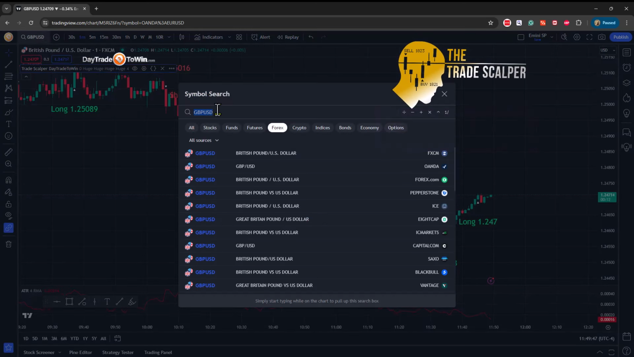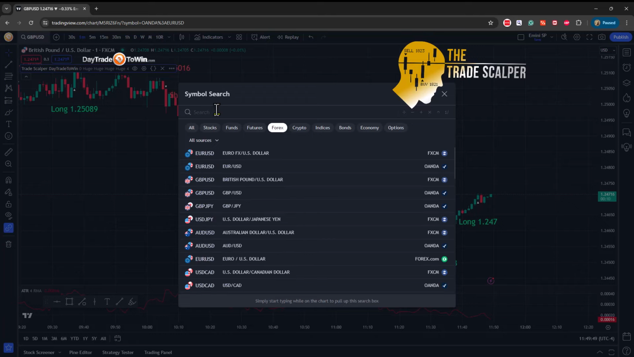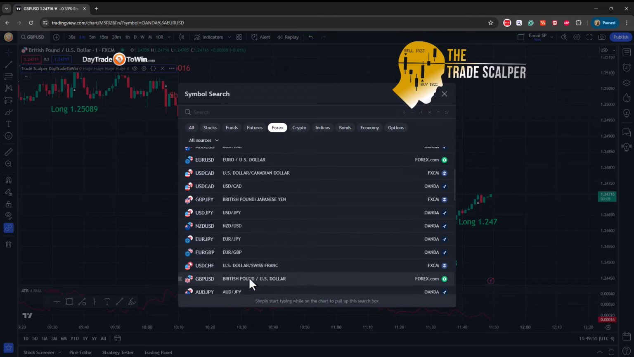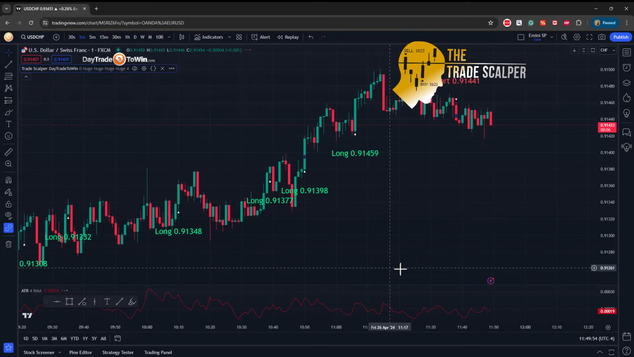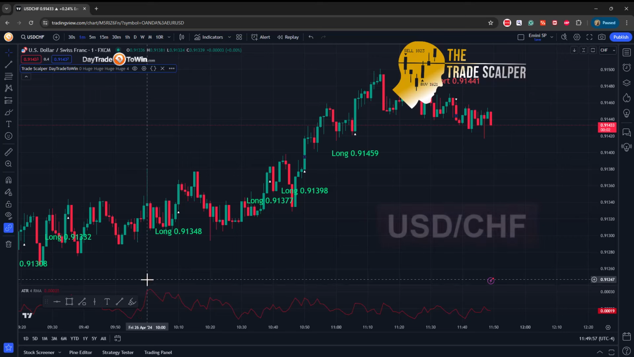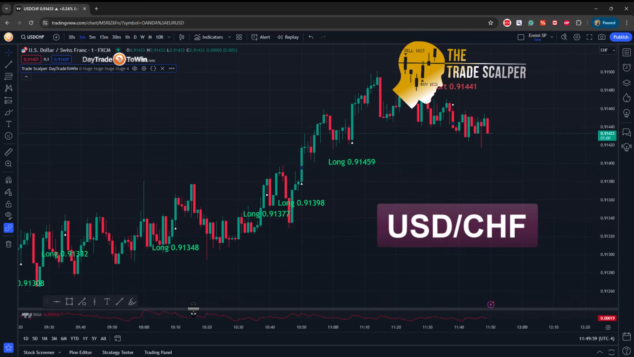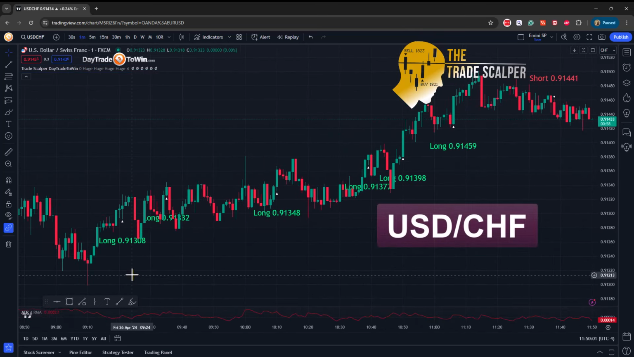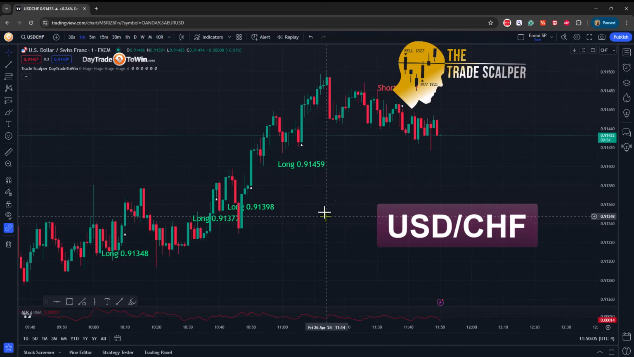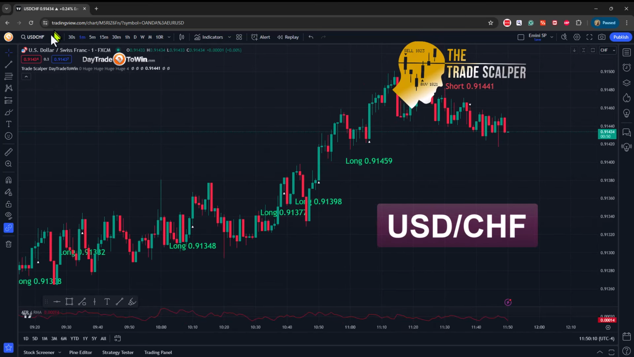Let's take a look at another one. How about we take a look at the Swiss franc? This is the Swiss franc. A little bit different. We have now long signals. They're all long trades here. As the market woke up, 1, 2, 3, 4, 5, 6 long trades. Now this is the first short signal here on the Swiss franc.